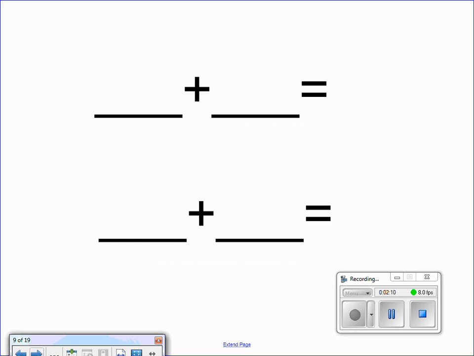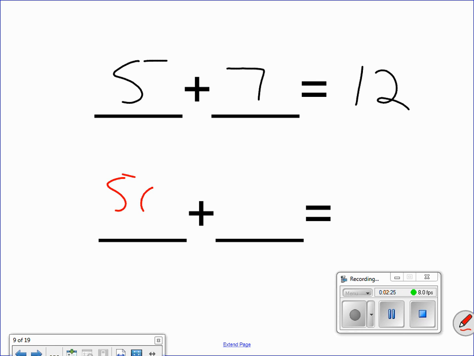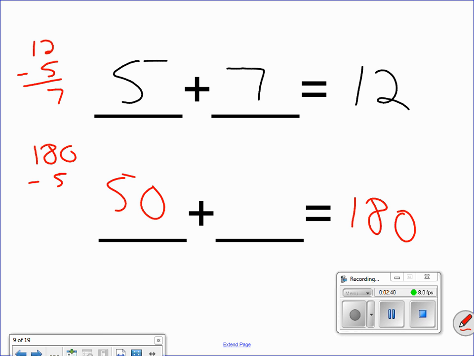Let's take a look here. If I have the number 5 and I want to get to the number 12, what's my missing number? 7. 5 plus 7 equals 12. Let's say I have the number 50 and I have to get to 180. What's my missing number? Well, what am I going to have to do? Just like up here, I had to do 12 minus 5, right? That's how I got to 7. I did it mentally, but here you're going to have to show your work. You have to go 180 minus 50. Some of you can do that mentally. Equals 130. So my missing number would be 130.